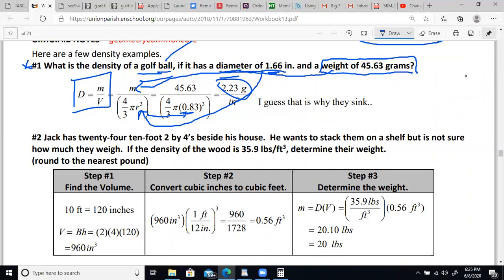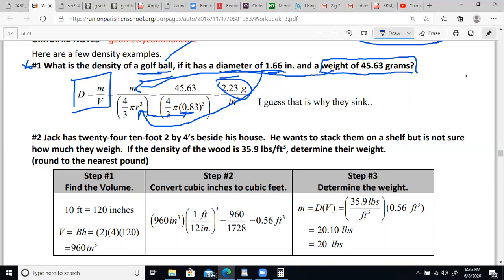For this other example, we've got some lumber, 24 10-foot 2x4s beside his house. He wants to stack them on a shelf, but isn't sure how much they weigh. So here they tell you the density. If you know the density of the wood, you have enough information to figure out the volume.